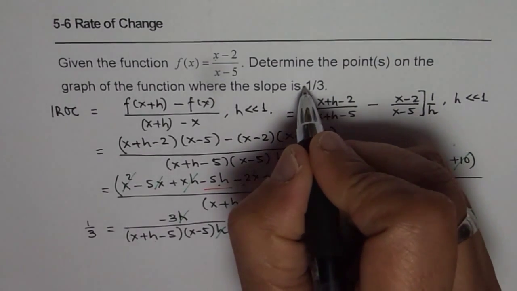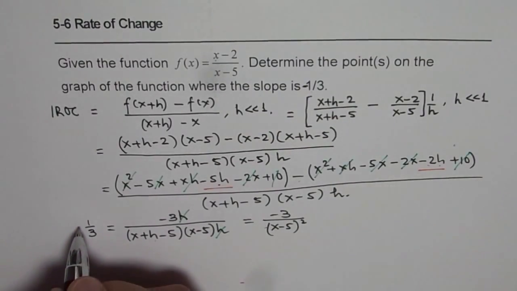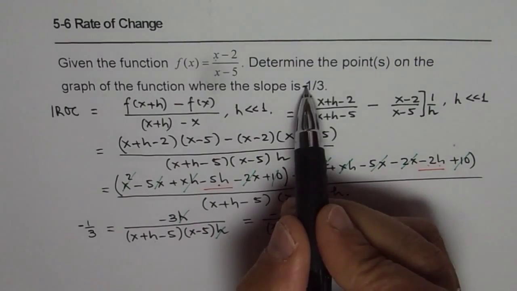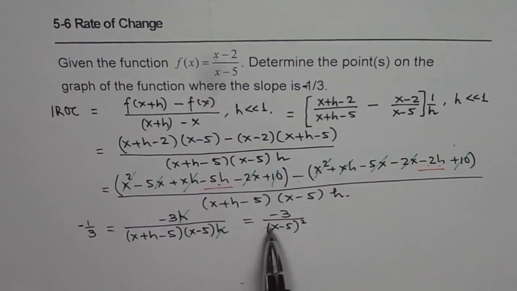So this question is different. It should be minus 1 over 3. It cannot be 1 over 3 on the function, right? So I'm changing this, making it minus 1 over 3, since that's the typing error. Okay, so now let's cross multiply and solve, right?